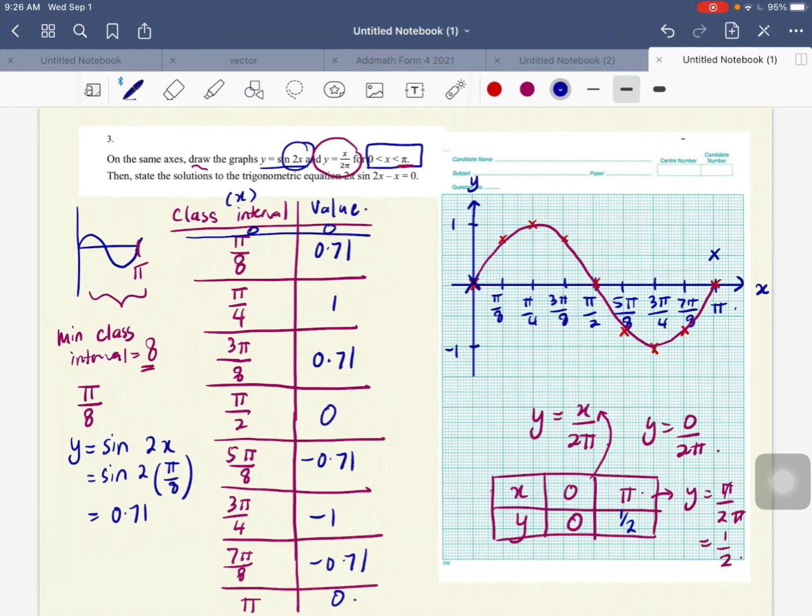Next I take my ruler and connect the points from 0 to 1 over 2. There you go, that is my line y equals x over 2 pi. The question asks us to state the solution to the trigonometric equation. How many points are there? There are only 2 points.